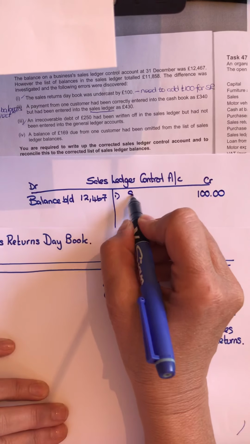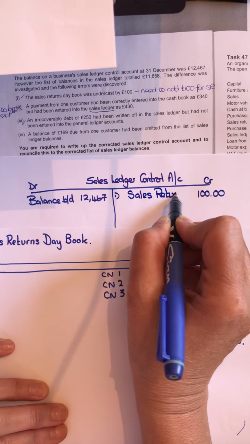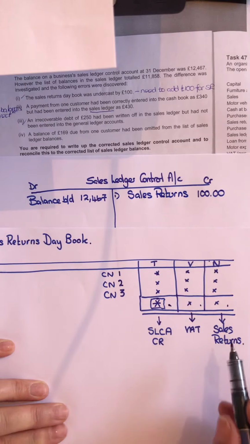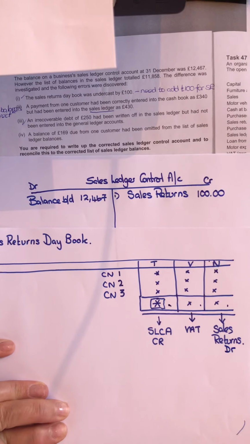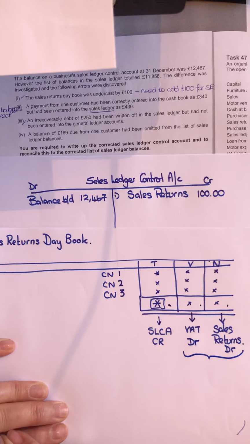And in the details, we're going to put sales returns because that's the name of where the other account is. So the sales returns account would have a debit entry for £100 if it wasn't already on there. If we have got VAT, that would also go on the debit side because our VAT and our net columns, when you add them together, will come to the total of our credit in the sales ledger control account.